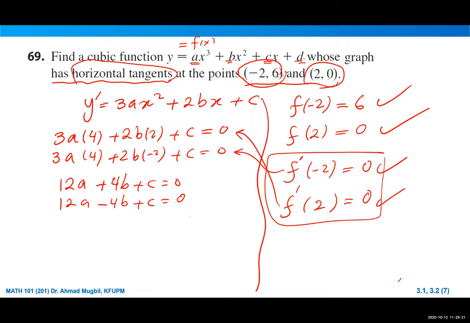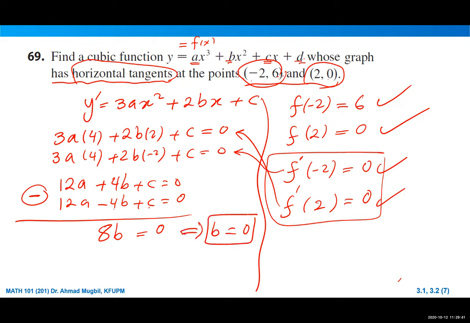If you add them together, this will be canceled. Let's subtract them, it will be easier. This minus this is 0. This minus this will be 8b. This minus this is 0. So this means that b is 0. Look, we were able to find the first variable. b is 0, and you can continue doing this: both this equals this. Now you will find the relationship between a and b and d and c, and you can continue.